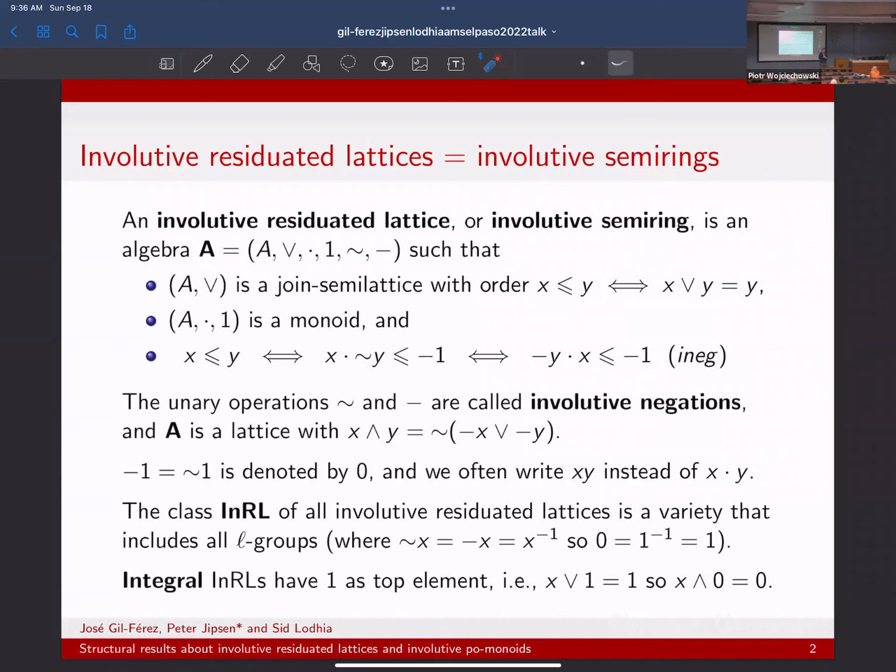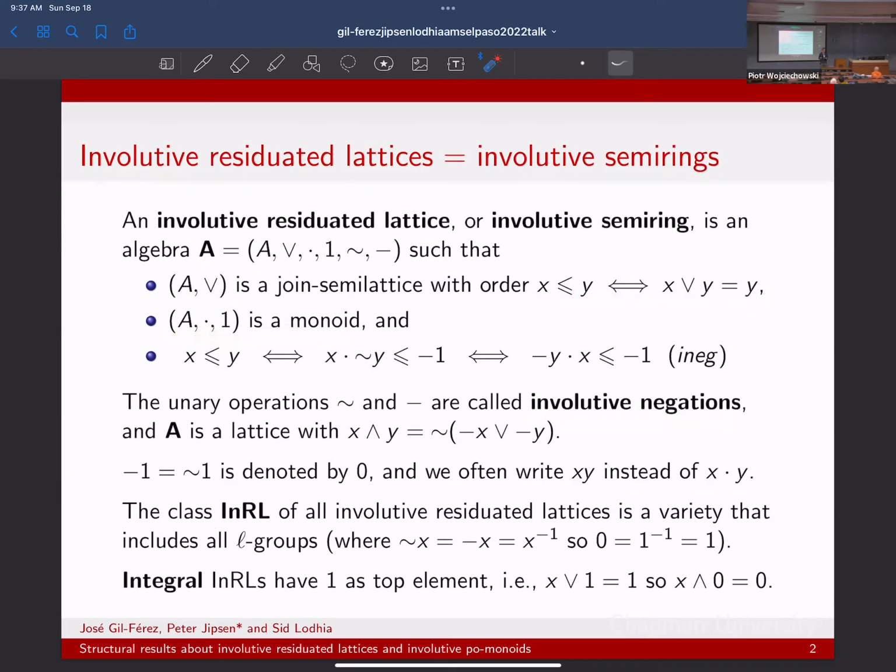The name that they go under in this much shorter definition, involutive semi-ring, is also indicative of the semi-ring structure in the background. So it's an algebra that has a join, a multiplication, an identity, and two unary operations, tilde and minus, or left and right linear negation, or involutive negations, as we're referring to them here. The structure is simply a join semi-lattice, so it's ordered, and it's a monoid.